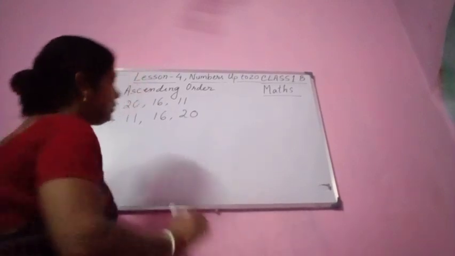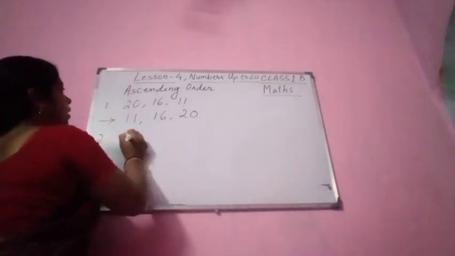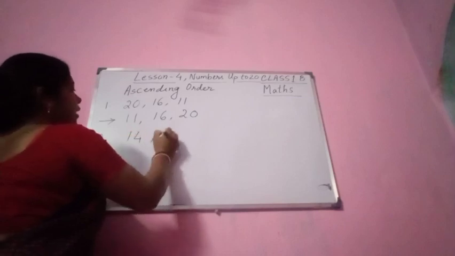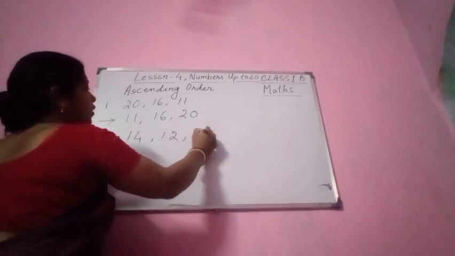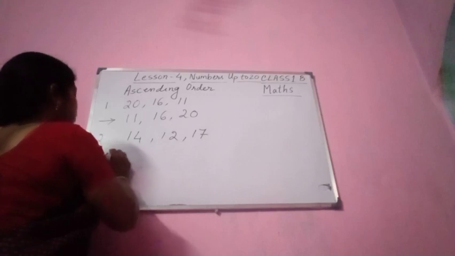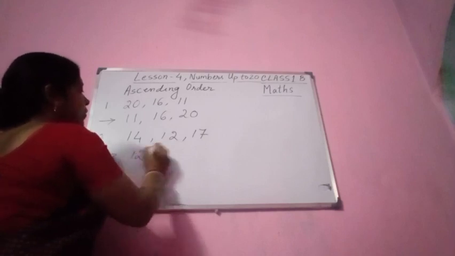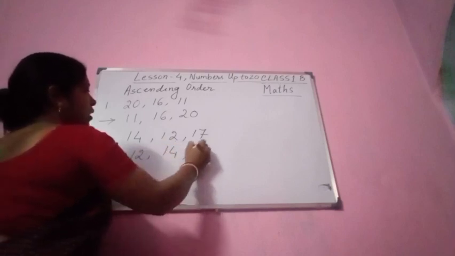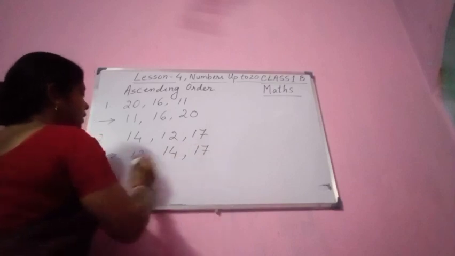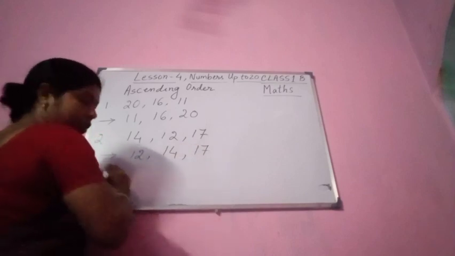Next one, 14, 12, 17. Which one is the smallest here? Among 3, you have to select which one is the smallest. 12 is the smallest, then 14, then 17. 12, 14, 17.